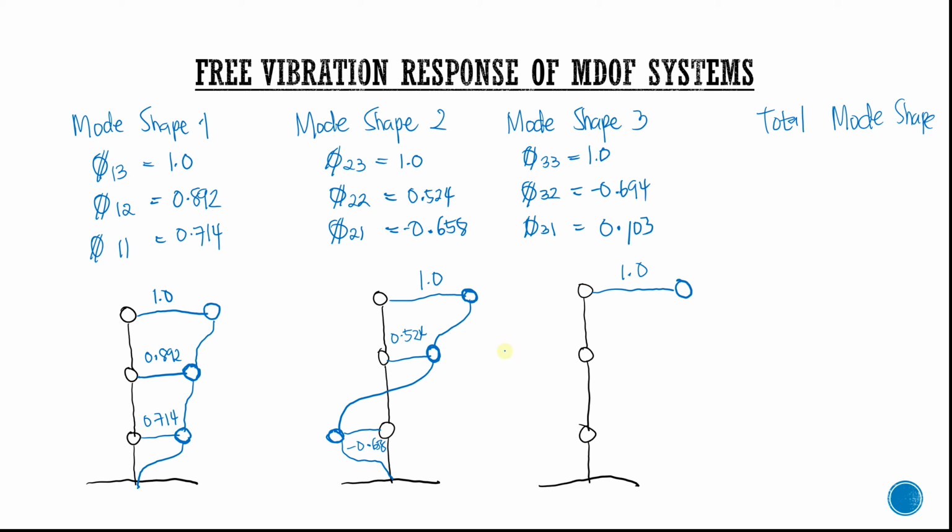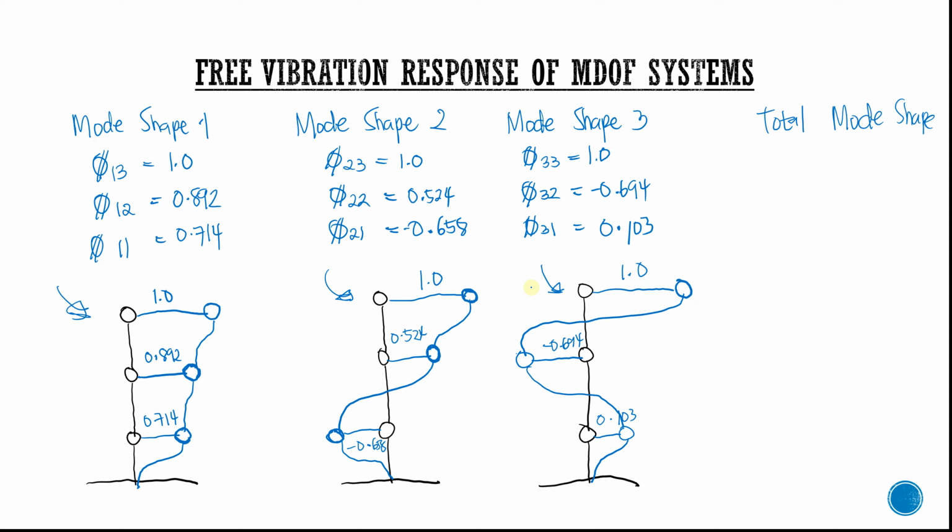And finally, our mode shape 3, we have the second floor as negative 0.694. And for the first floor, we have 0.10. Just connect them. Okay. This is the mode shape 1. Then we have our mode shape 2 and the mode shape 3.